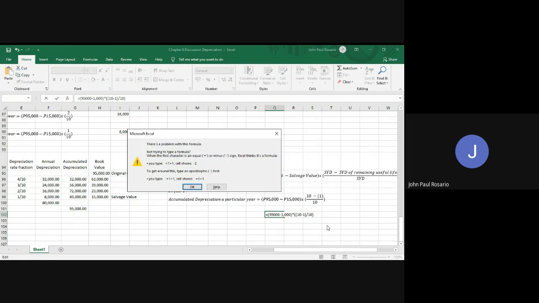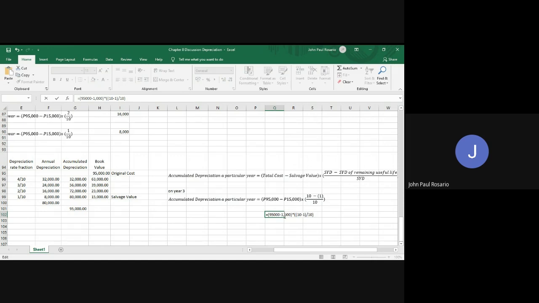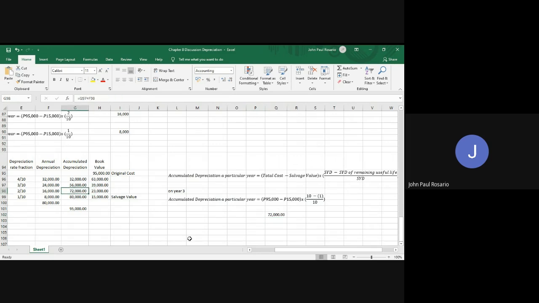There's a problem with this formula. Okay. Like, this is 15. So with that, we have calculated the accumulated depreciation in year 3. So what if on year 2?